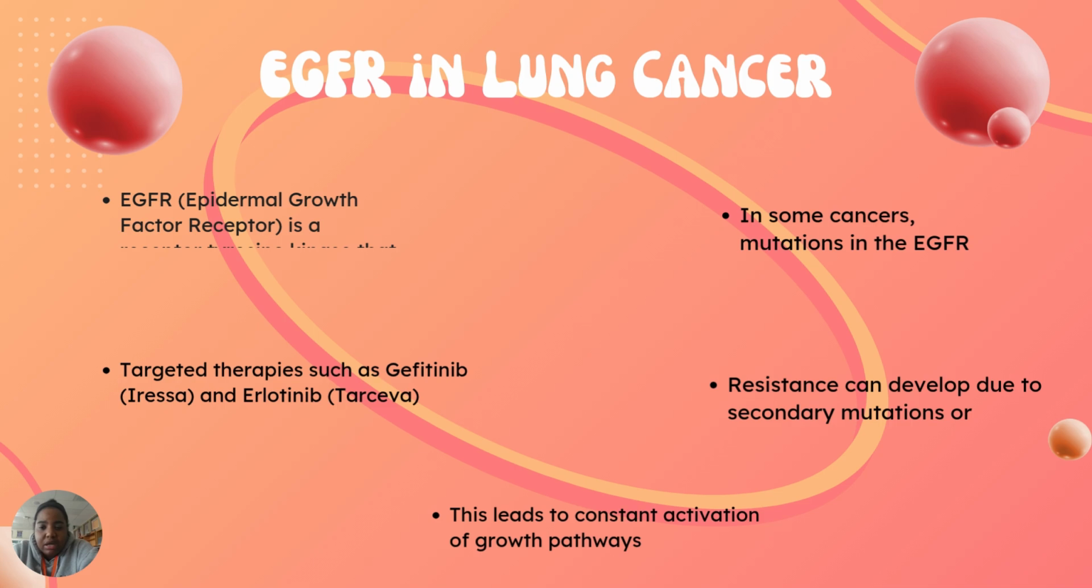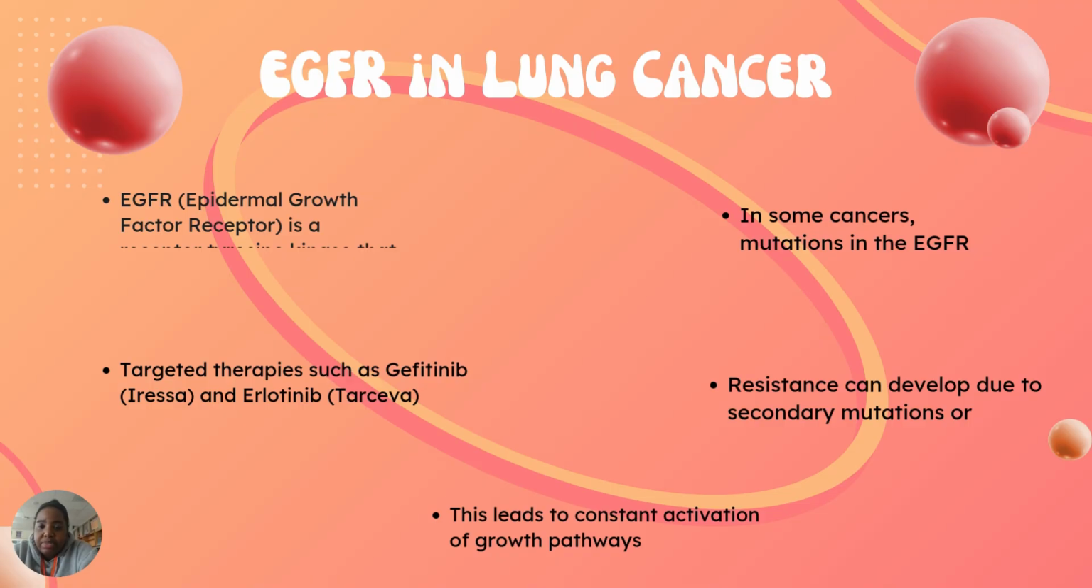But in certain lung cancers, particularly non-small cell lung cancer, mutations in the EGFR gene cause the receptor to remain active all the time, even without the growth factor present. The mutation usually occurs in the kinase domain, which is the part of the receptor that binds ATP and transfers phosphate groups. The mutation reshapes the domain so that it stays locked open, sending continuous signals through the RAS-MAPK and PI3K-AKT pathways.